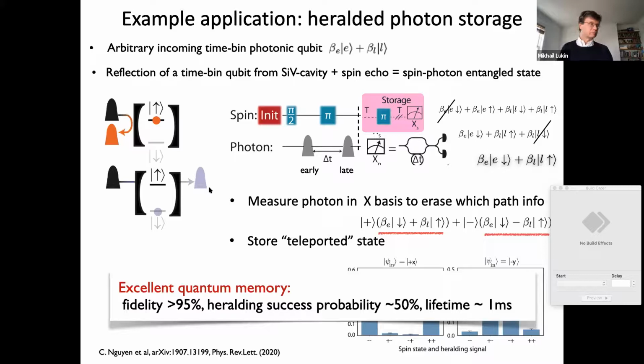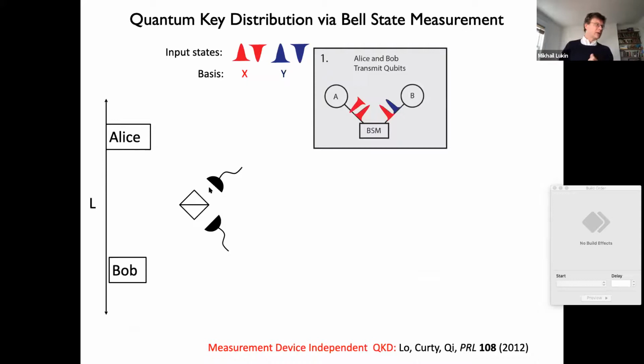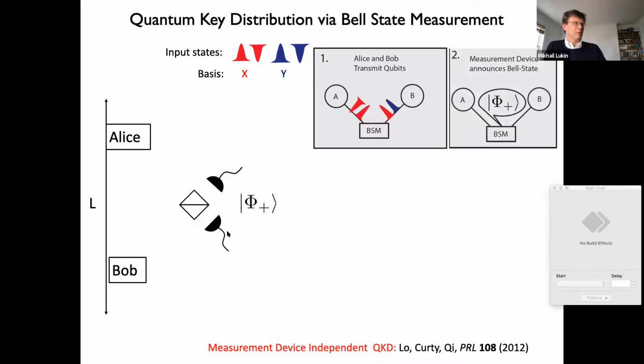So, okay, what can we do with this device? We have now applied it to a quantum communication task. This quantum communication task is what's called measurement device independent quantum key distribution. Normally, the way it works is the following. You have Alice and Bob, who are separated, and who send photons simultaneously. They are measured in the middle with a beam splitter device in a Bell basis.